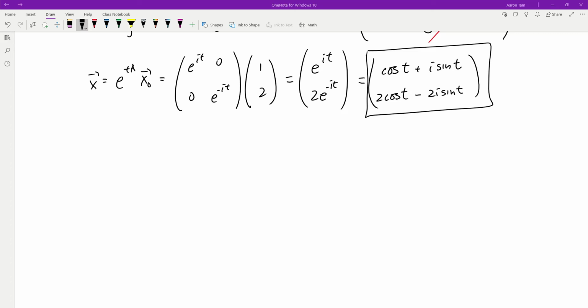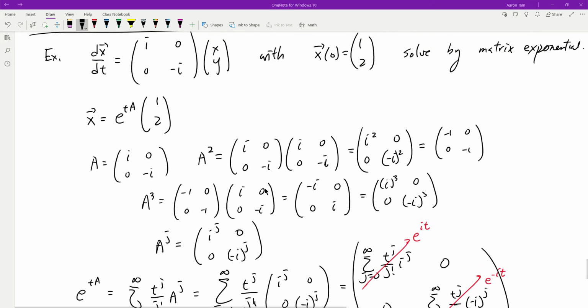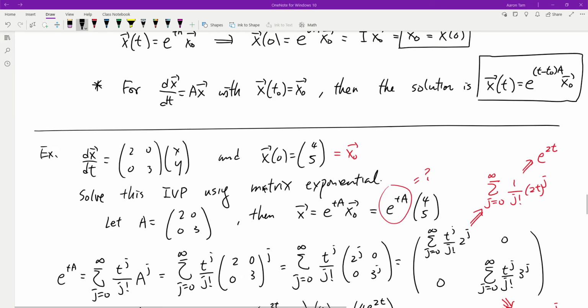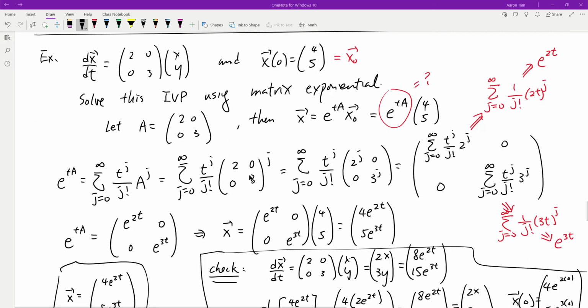Hello everyone. So today we're going to continue on 13.2. Last time we looked at three different examples where we used the matrix exponential to try to solve a system of differential equations. Lucky for us, in all three of them the matrix exponential came out to be relatively easy to find.